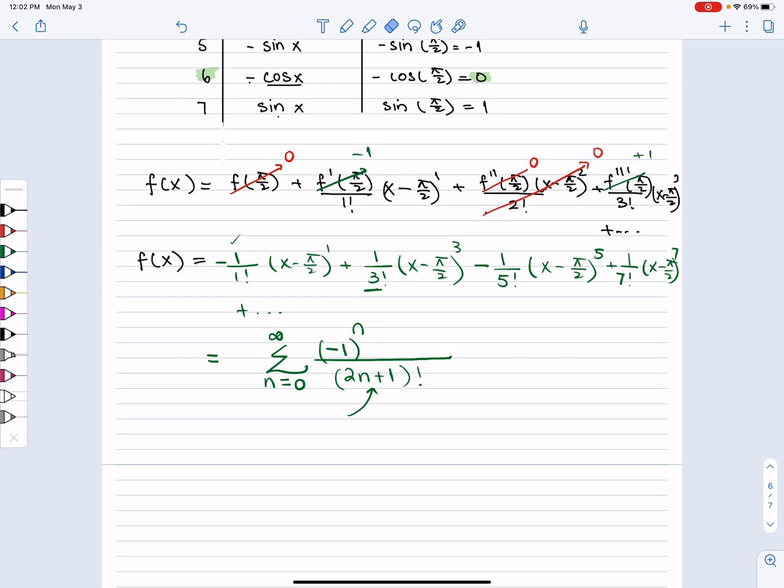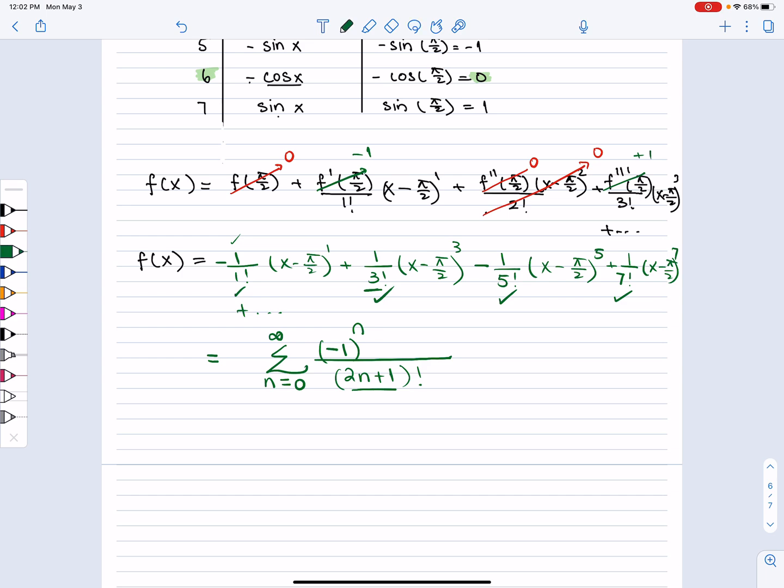In terms of the denominators, when n is equal to 0, you have 1 factorial for the first term. If n is equal to 1, you have 3 factorial for your second term. If n is equal to 2, you have 5 factorial for the third term. And if n is equal to 3, you have 7 factorial for the fourth term. All right. So we're going to start it at 0.